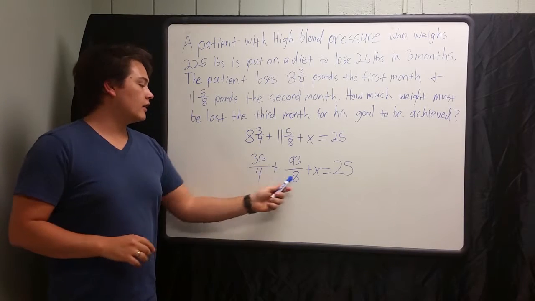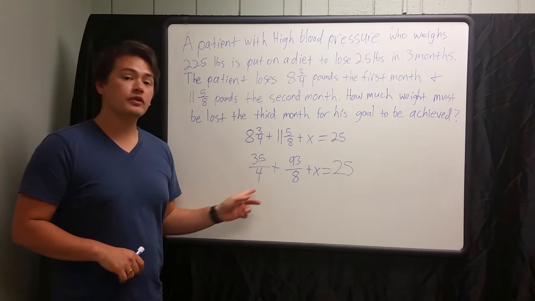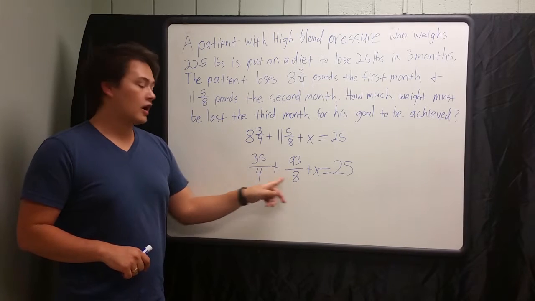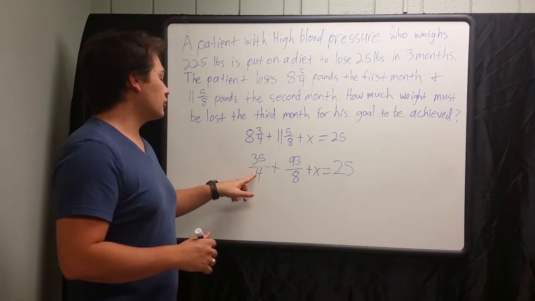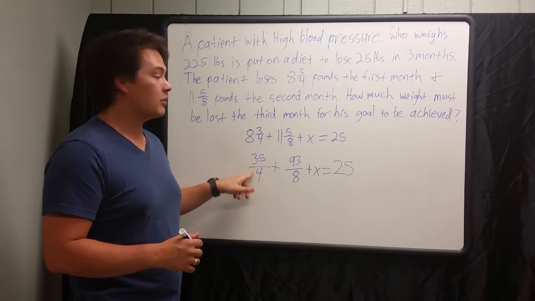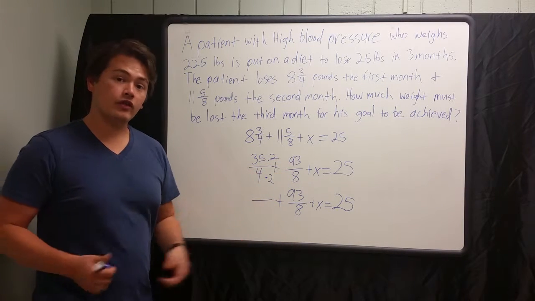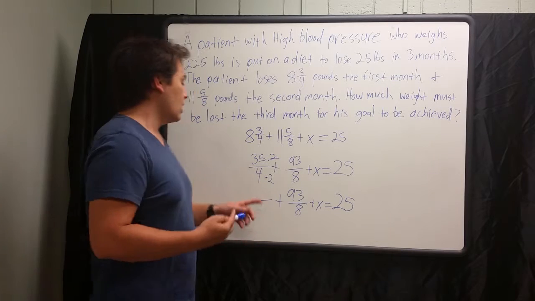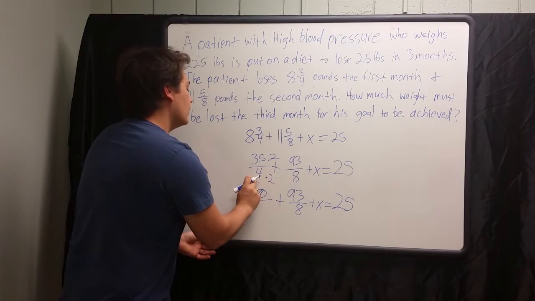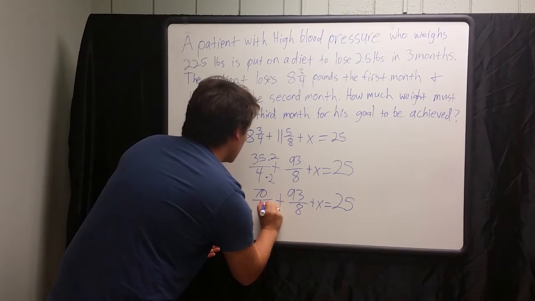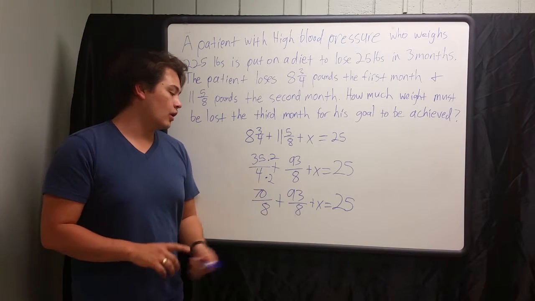So now I need to find a common denominator between these two. The common denominator between these two is 8. 8 can go into 8 one time, and 4 can go into 8 two times. So I need to multiply this by 2, and whatever I do at the bottom, I also have to do at the top. So I can bring 93 over 8 down because it's already at the common denominator. But 35 times 2 is going to give me 70. 4 times 2 is going to give me 8. So from here I have 70 over 8 plus 93 over 8.